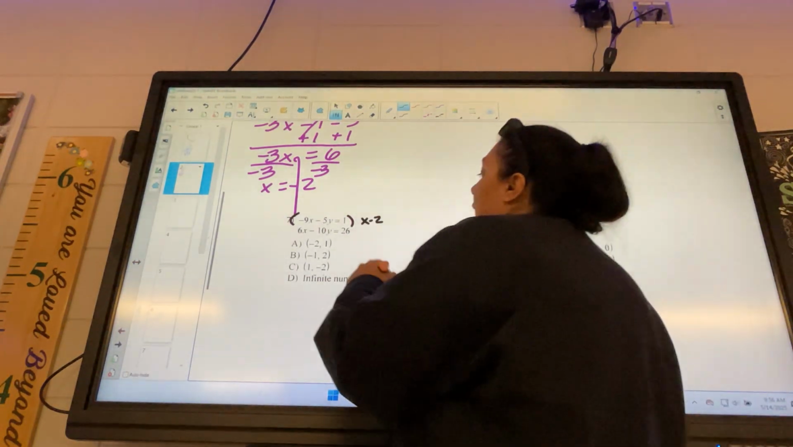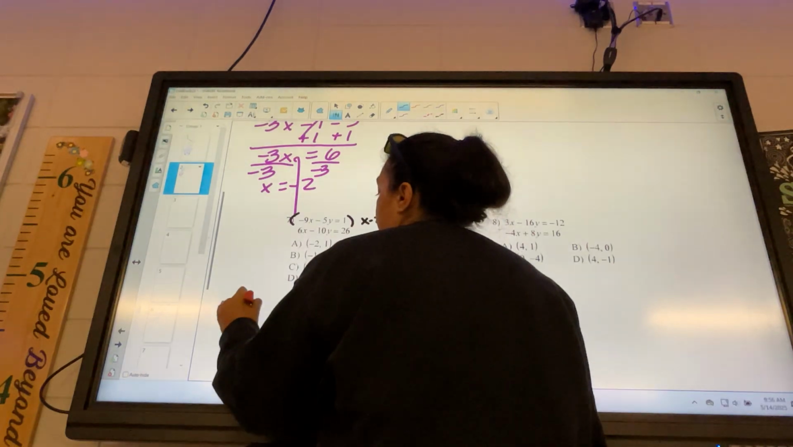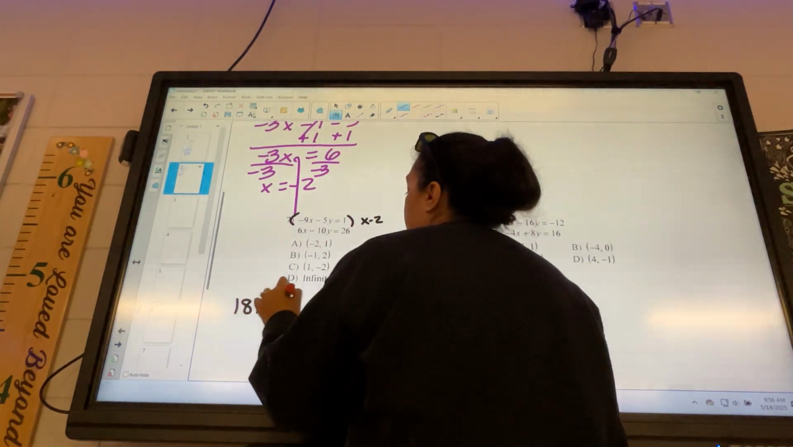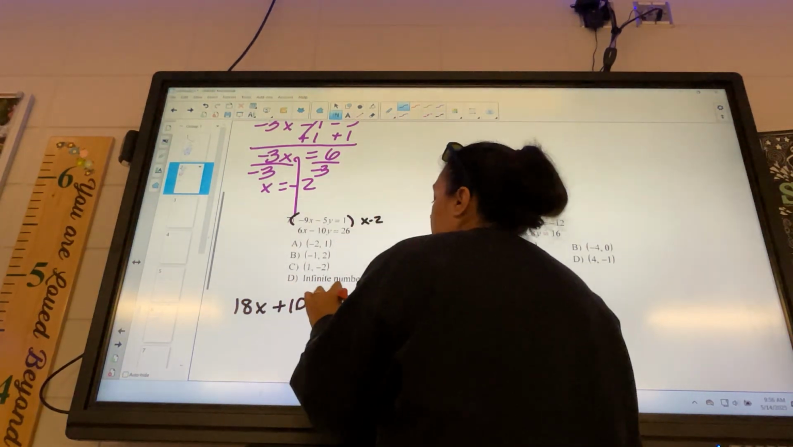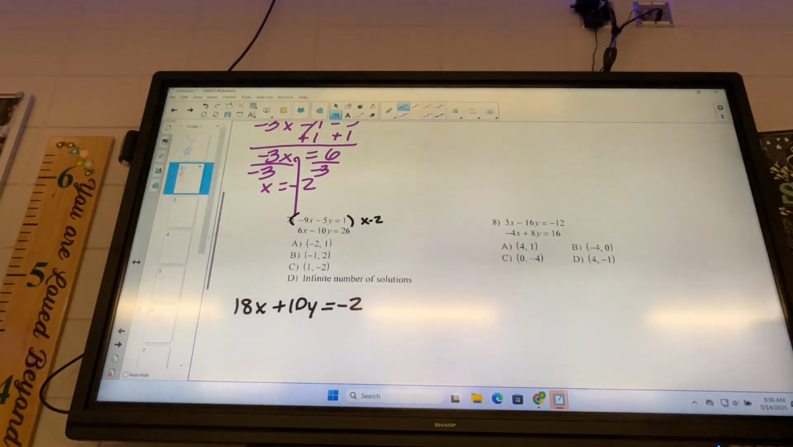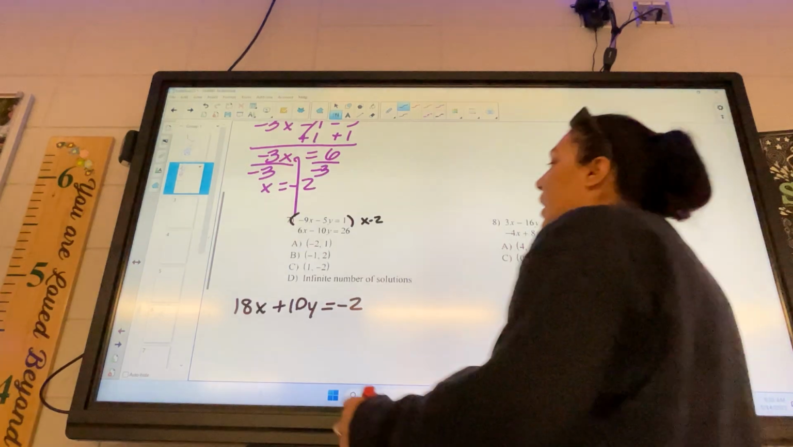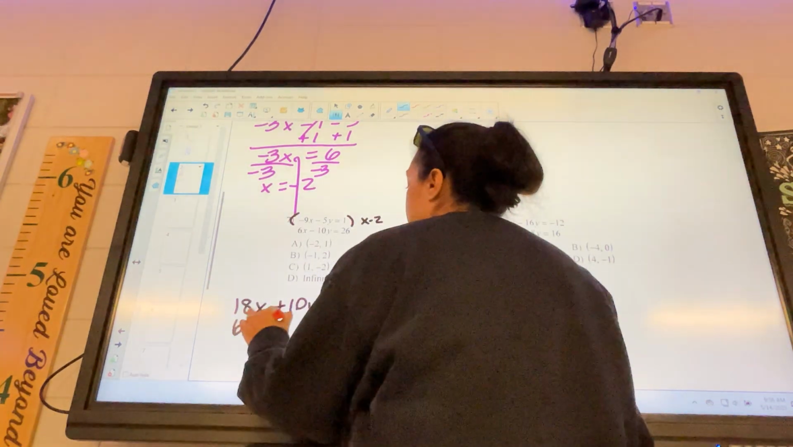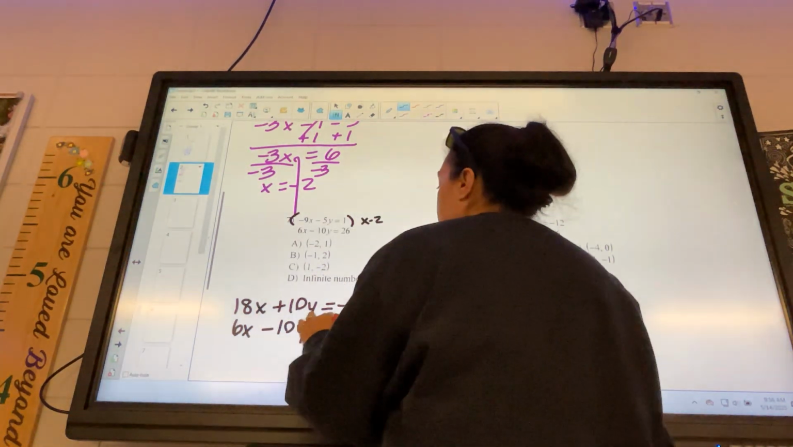Okay, so I've got a positive 18x, a positive 10y equals negative 2. Okay, we're distributing to that whole top one. And then the bottom one stays the same. So 6x minus 10y equals 26.